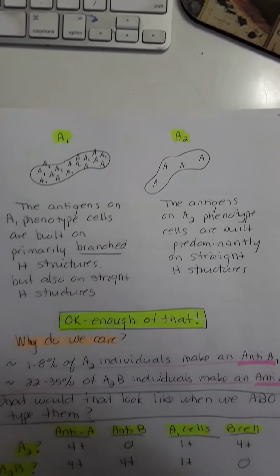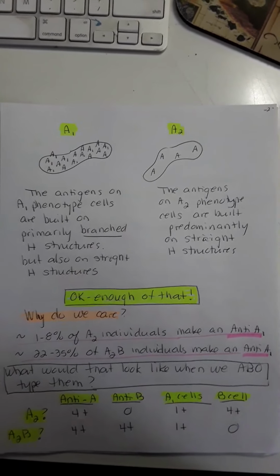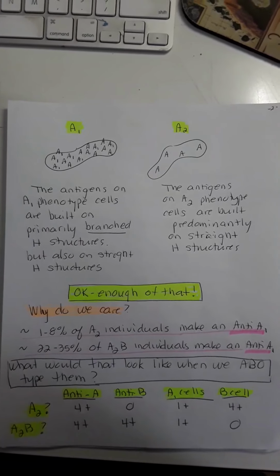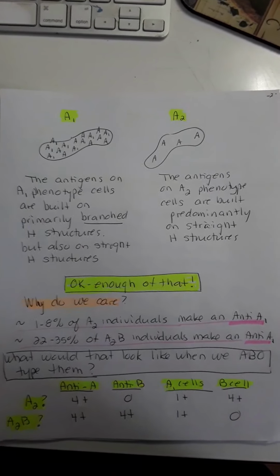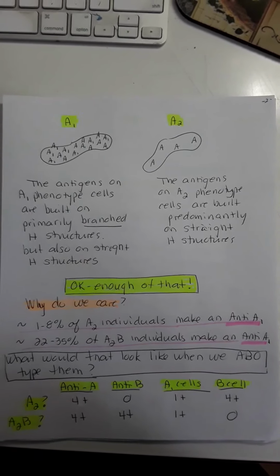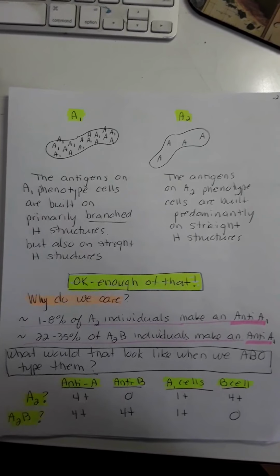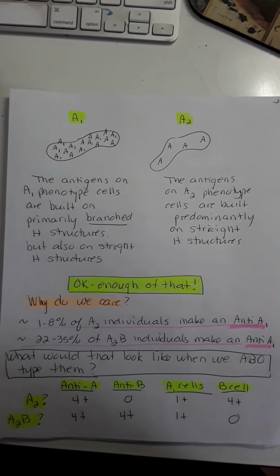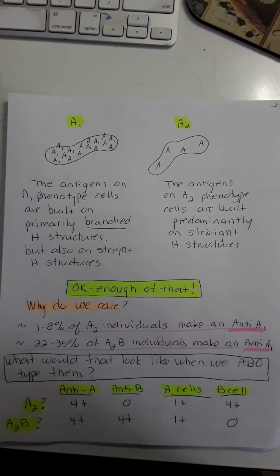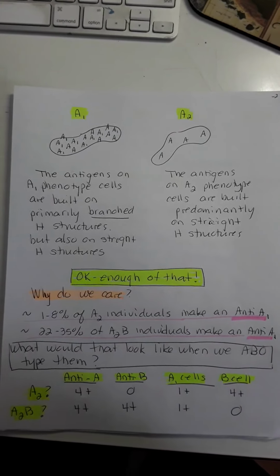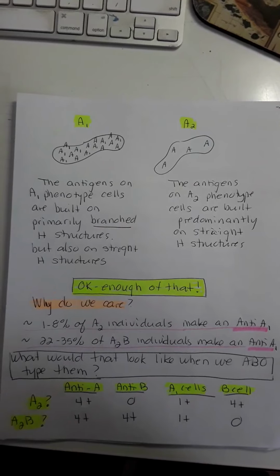Okay, so enough of that. Why do we care? Well, 1 to 8% of A2 individuals make an anti-A1, and 22 to 35% of A2B individuals make an anti-A1. And looking down here at what I've got on the bottom of the page, this is what they would look like if we did an ABO typing on someone who is possibly A2 with an anti-A1 and A2B with an anti-A1.